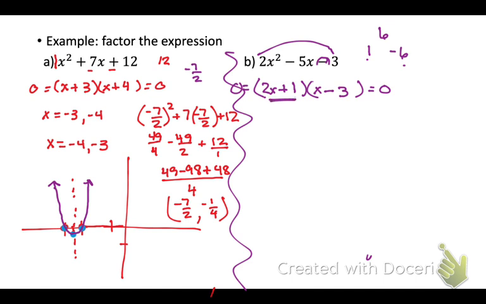So on this one, I would have to subtract 1 and then divide by 2. And over here, I just add 3, wouldn't I? So x would equal negative 1/2 and 3.